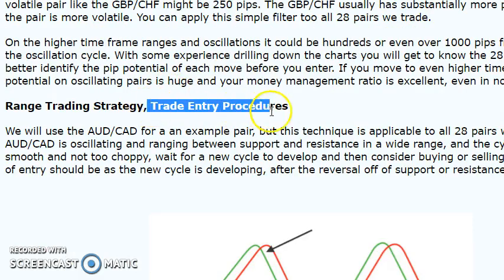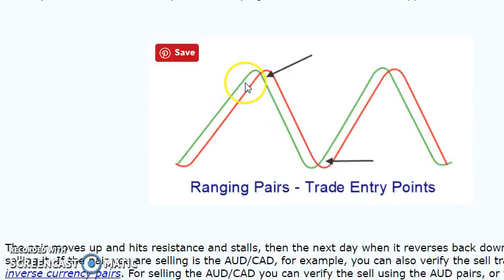So the next thing you want to do is, how do you enter the trade on a ranging pair? Your entry points would be when the moving averages cross on a sell, or if it hits support and starts to reverse again, as soon as the moving averages look like they're flipping back to the upside, you can enter a buy here. So you can buy the pair and then sell it, and buy it and sell it again.